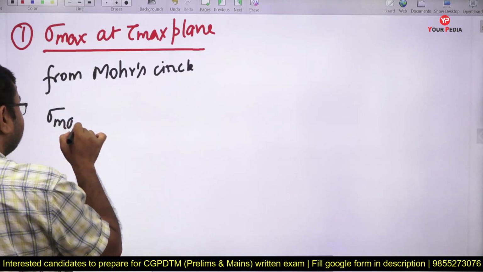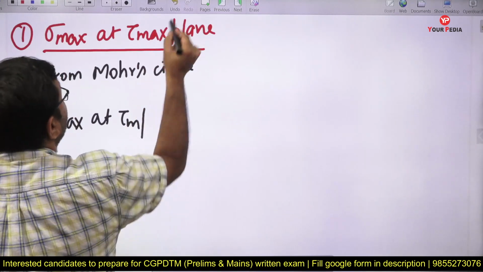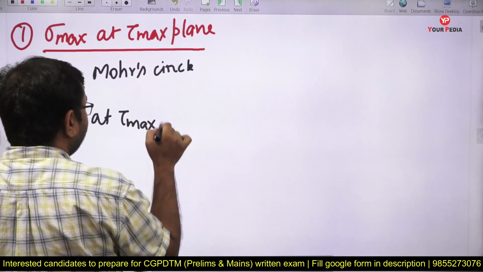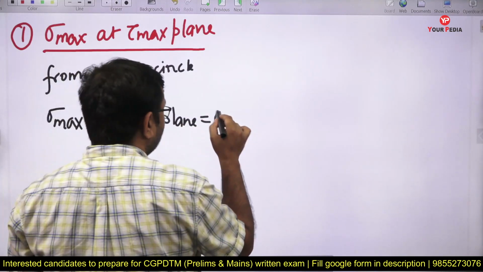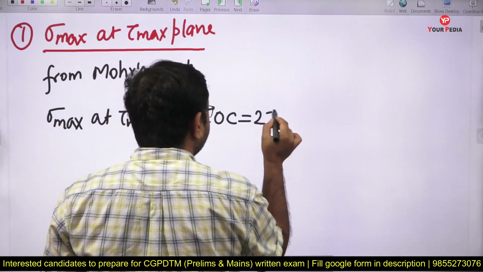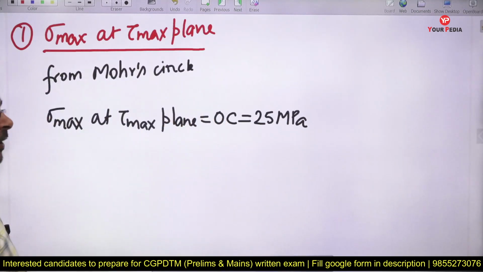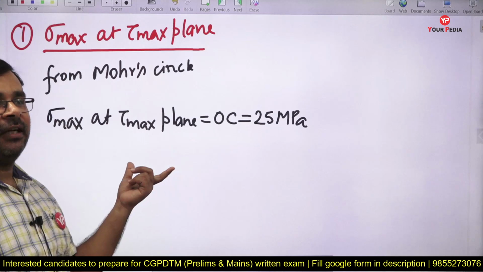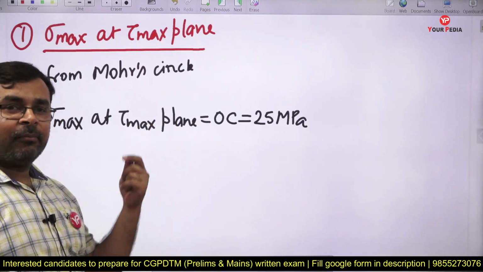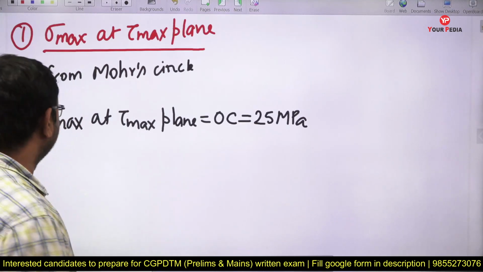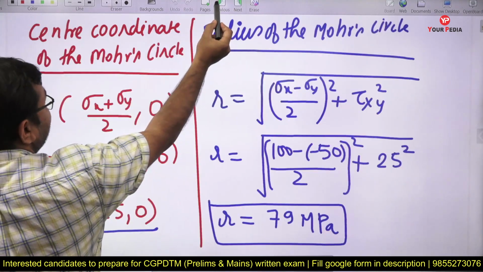sigma max at tau max plane is nothing but this is OC distance and this is 25 megapascal. Yes or no? Simply आपको ये लिखना था and you will get the answer. But ये मिला कैसे? When you draw the Mohr circle. अगर आप Mohr circle नहीं ड्रॉ करोगे तो कोई वैल्यू नहीं मिलेगा. Yes or no? नेक्स्ट क्वेश्चन क्या कहता है कि what is the location of tau max plane?